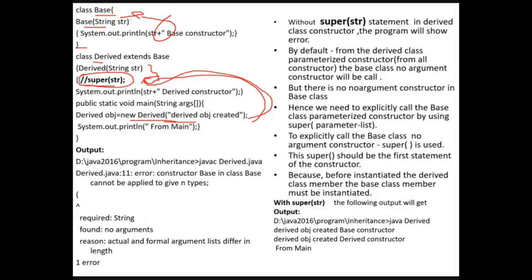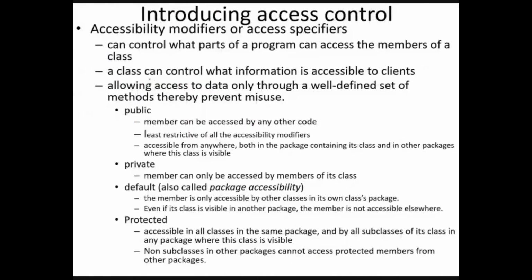But if I have the super str keyword, it will call the base class constructor, and you will get this output: derived object created, base constructor, derived object created, derived constructor, from main. So if the statement is there, you will get an output. If the statement was not there, you will get a compile-time error, because once you define any constructor in your class, the compiler won't provide a default constructor. When I create the object, control comes here and tries to call the default constructor, but there is no default constructor in the program, so it shows an error. Okay. And next, we already know about access control.